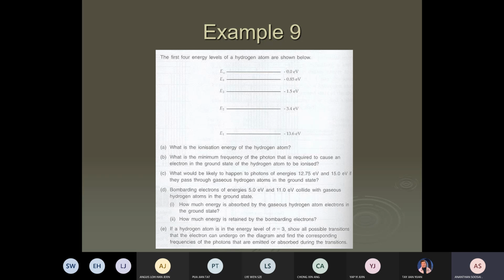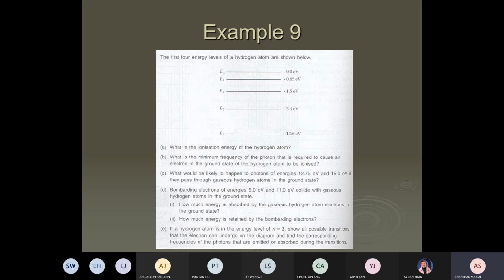So if you take 12.75, can you jump to any energy level? Level number 4: is it 13.6 minus 0.85? So 13.6 minus 0.85 is 12.75, right? So the electron will absorb the 12.75 photon, and the electron will jump to E4. So 12.75 will be absorbed by the electron and it will transit from E1 to E4.